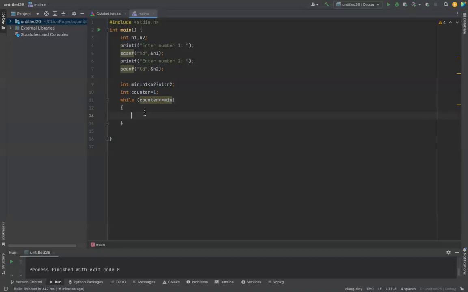What we have to do, suppose that now you sent the values 10 and 15. Okay, we have to check 10 divided by counter variable, that means 1, and 15 divided by counter variable 1. If both values can be divisible, then that is the common factor. Okay, that means we can suppose that currently the highest common factor is that one. So first we have to declare a variable. Let's say highest common factor.